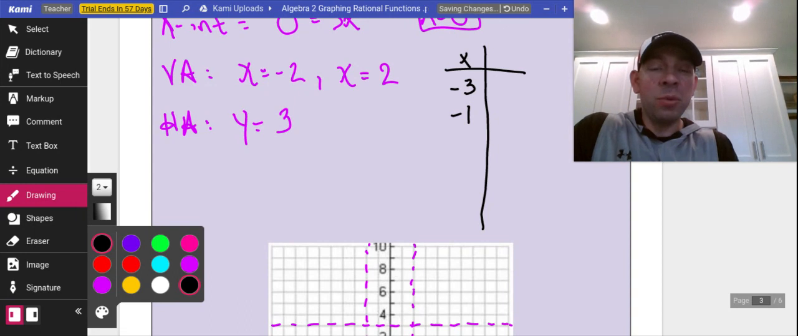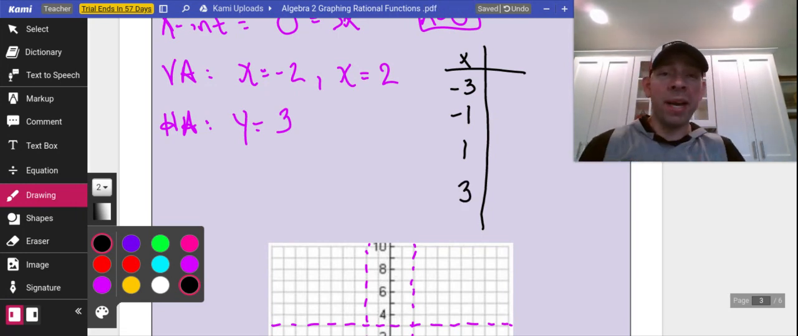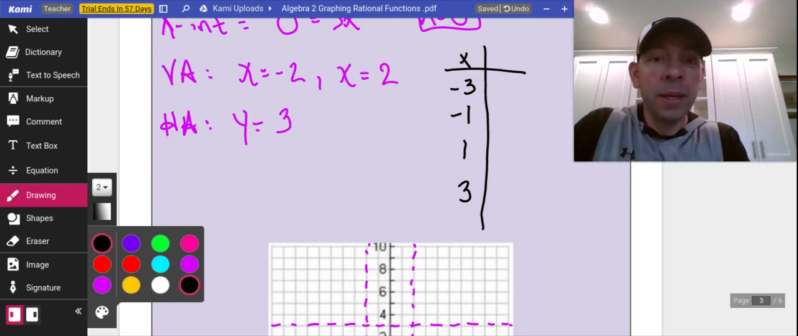Pick something between the x-intercept and the next asymptote, which would be +1. And then lastly, I want to pick something to the right of the second vertical asymptote, and I'm going to go x equals 3. But if you had picked -4 instead of my -3, or +5 instead of my +3, those are totally going to work. It's not a really hard and fast rule as to which ones you pick. And I'm going to plug these back into f of x.